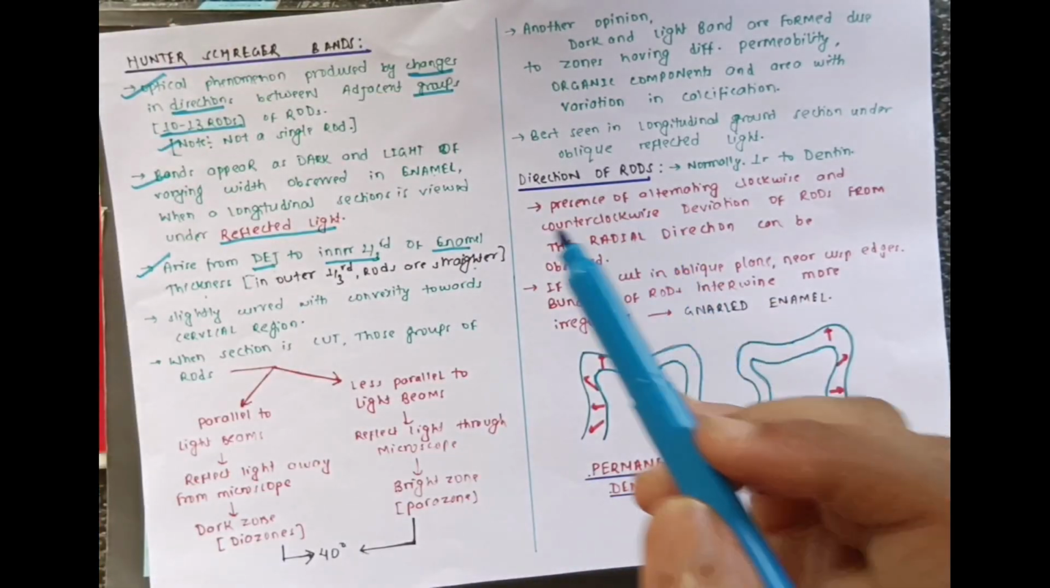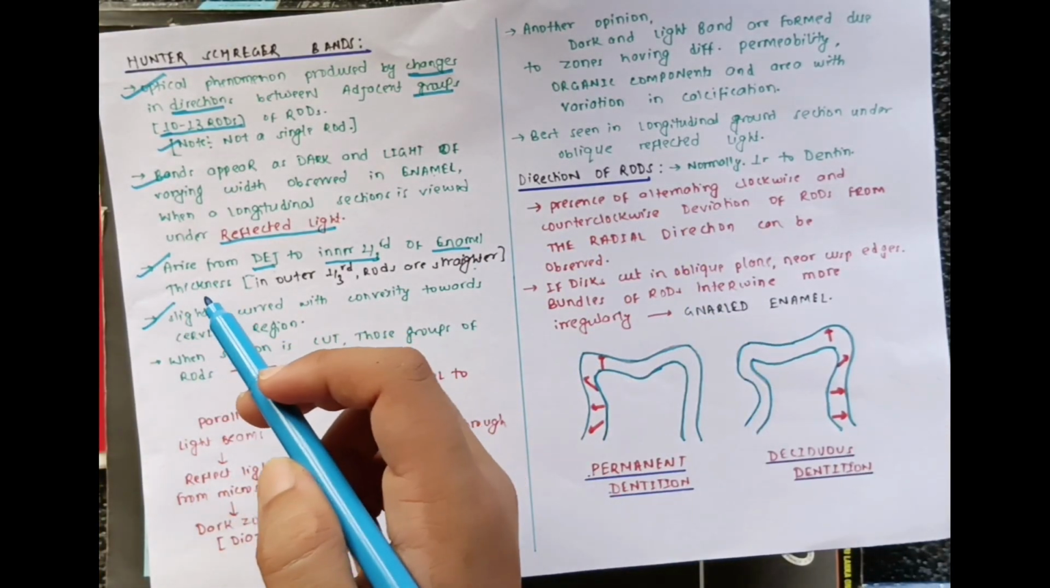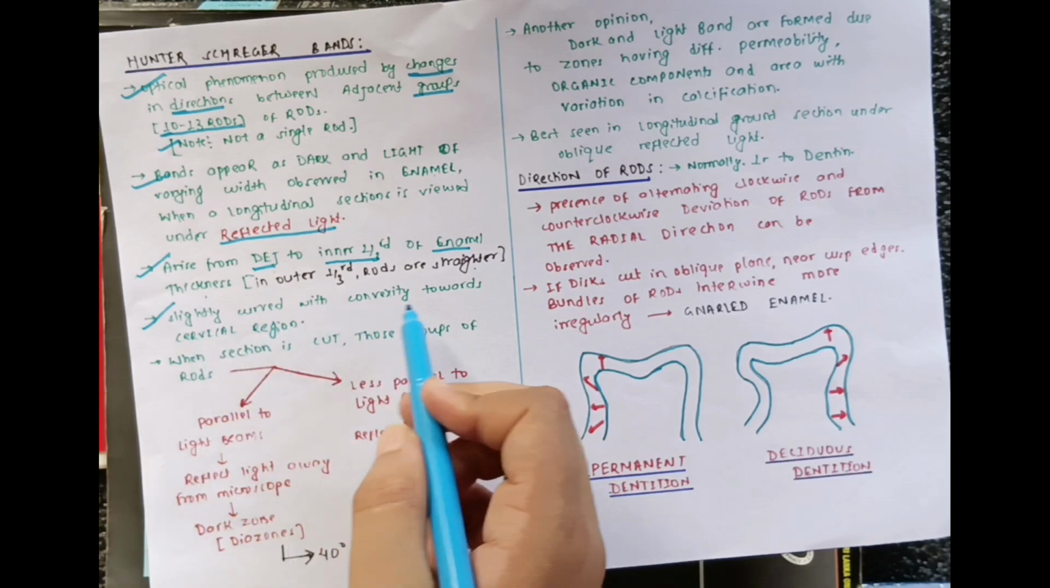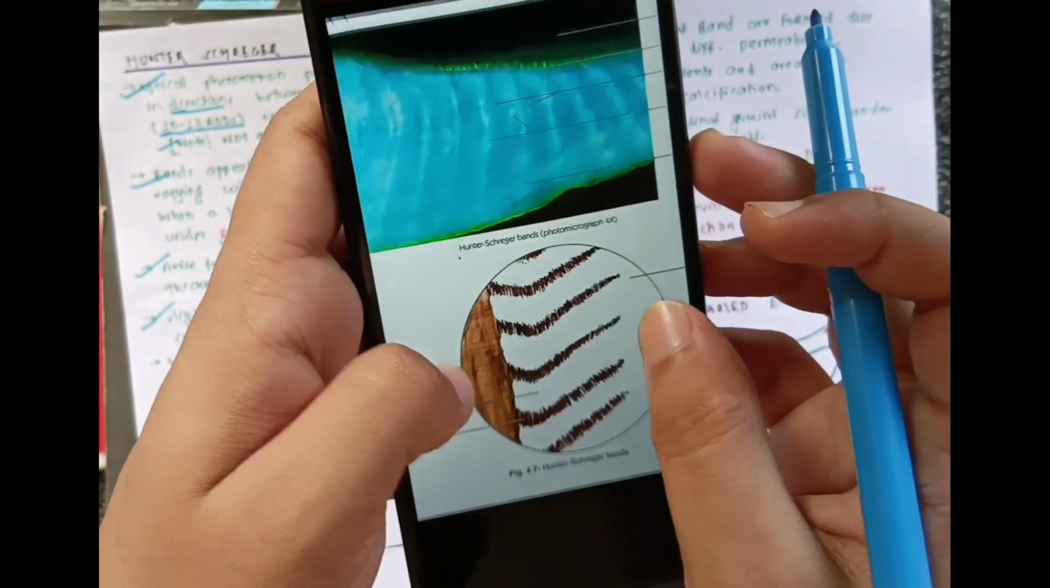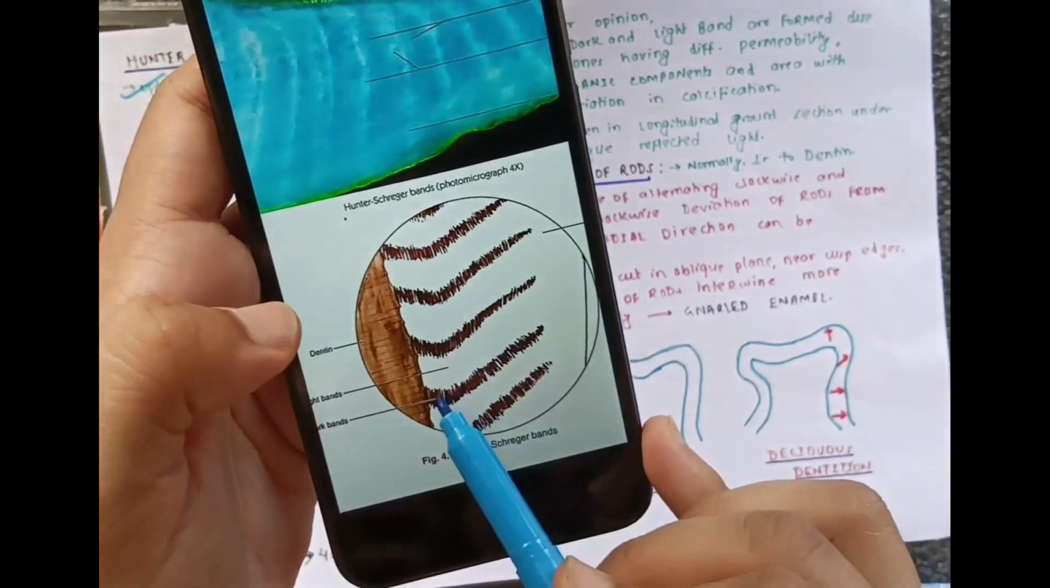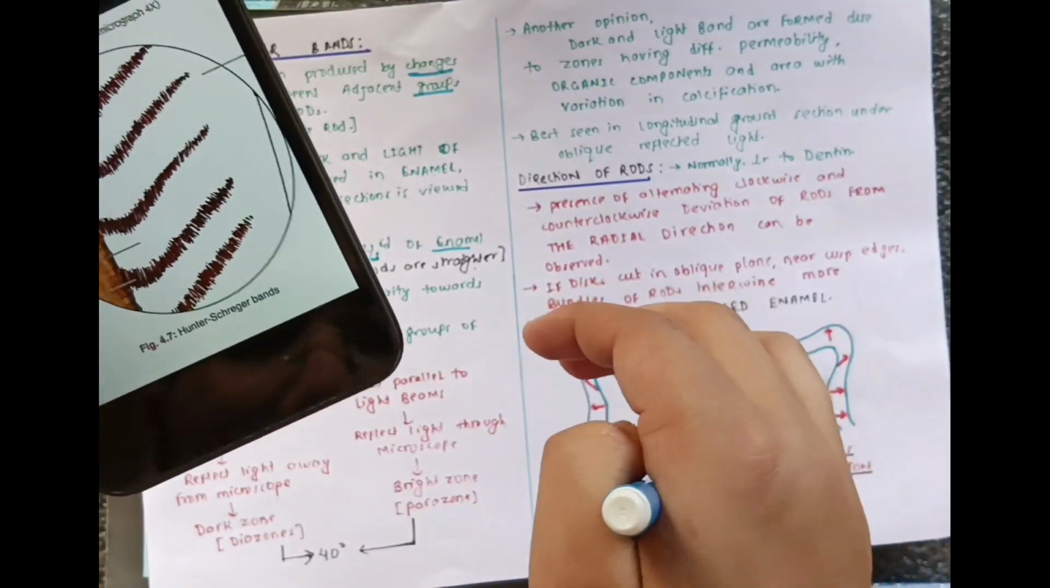There it has also been written that it is slightly curved with a convexity toward the cervical region. So we can also see the convexity present here, and that is directed toward the cervical region.